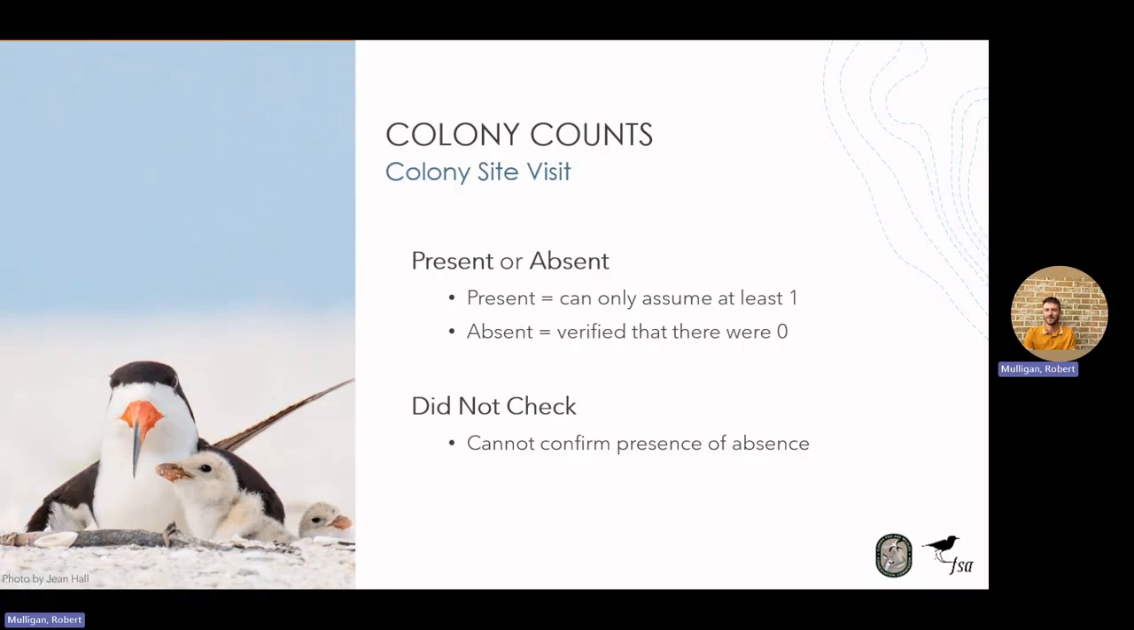If you are time limited, please consider doing an extrapolated count, especially when counting adults. Marking absent indicates that you were able to verify that there were 0 nests or chicks in the colony. It is the same as reporting a direct count of 0. If you can't confirm presence-absence, for example, after a storm and you suspect chicks may be present but they are hiding, report did not check.